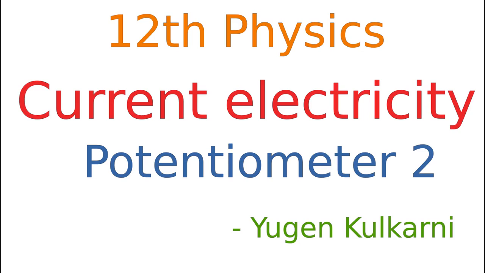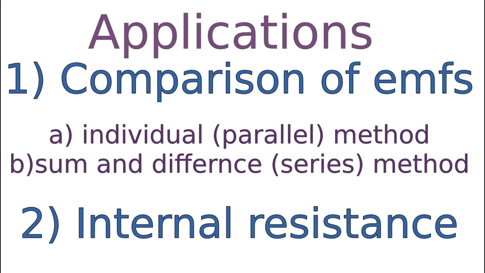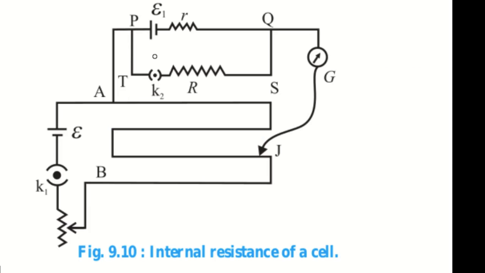Hello students, in the previous video we have seen what is potentiometer and one of the applications of potentiometer, to compare the EMF of cells. In that we also saw two different methods. First method is the individual method or parallel method, and the other method was the series method, or sum and difference method. In today's video, we are going to see another application of potentiometer, and that is to find out the internal resistance of the cell.